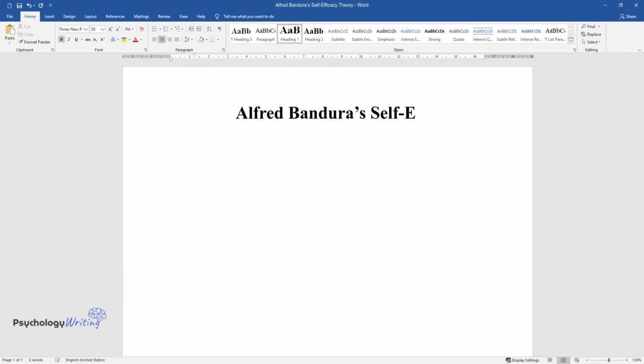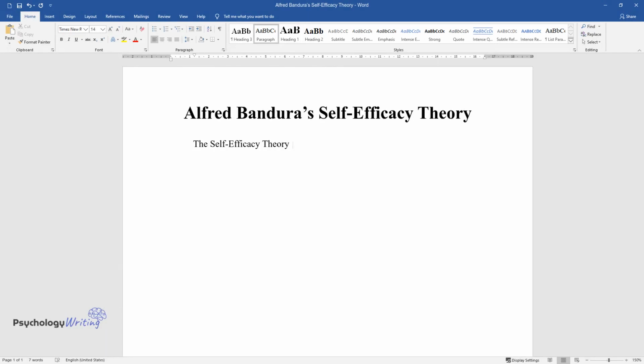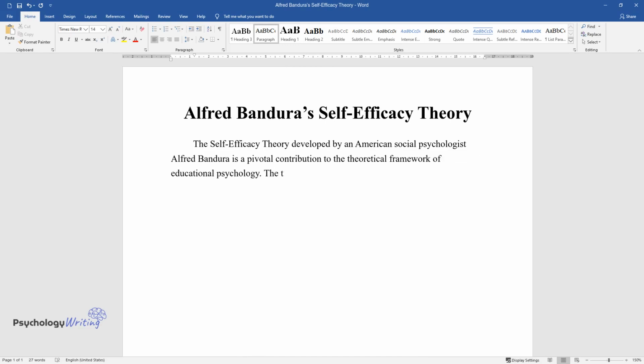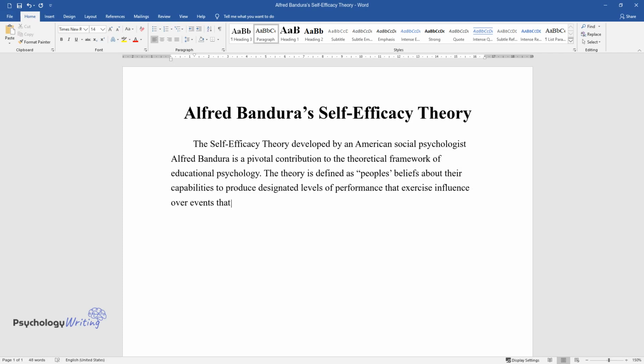Alfred Bandura's Self-Efficacy Theory. The self-efficacy theory, developed by the American social psychologist Alfred Bandura, is a pivotal contribution to the theoretical framework of educational psychology. The theory is defined as people's beliefs about their capabilities to produce designated levels of performance that exercise influence over events that affect their lives.